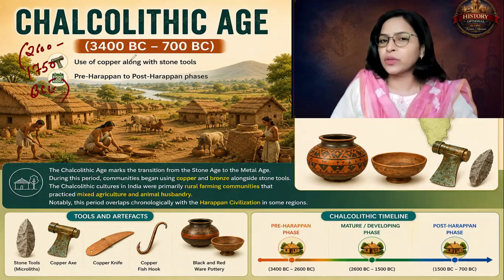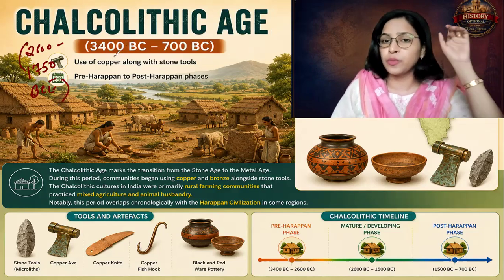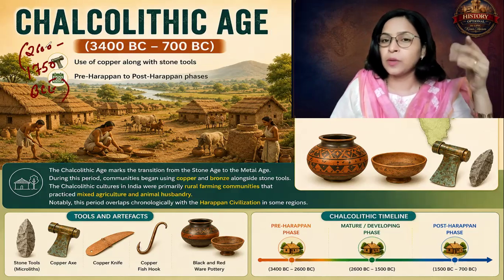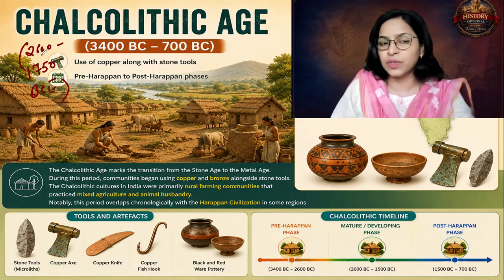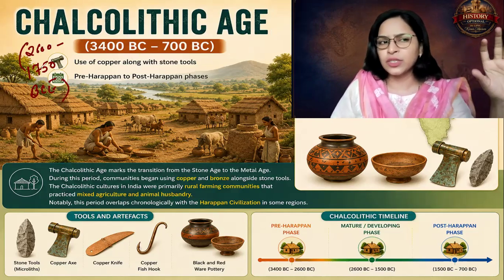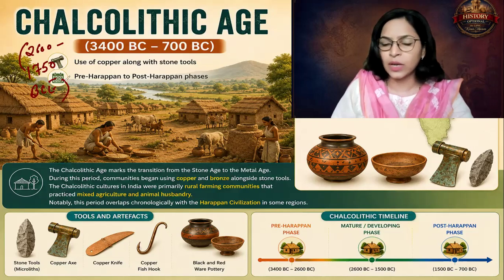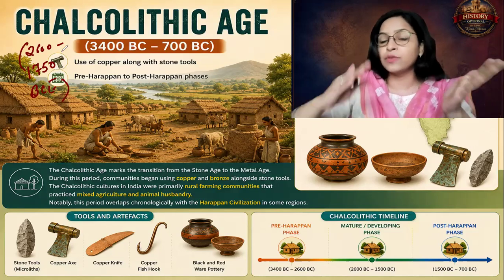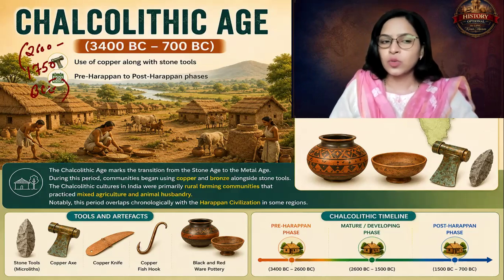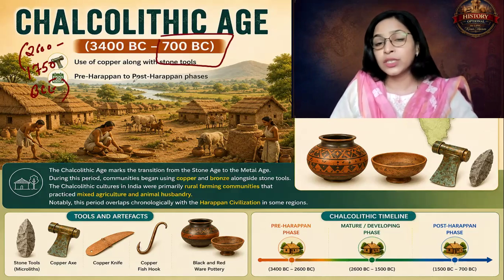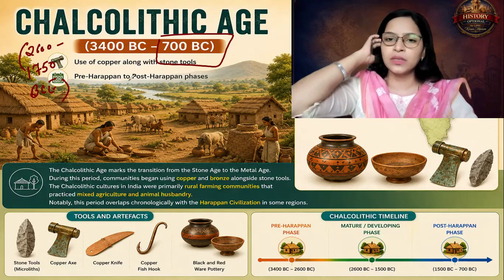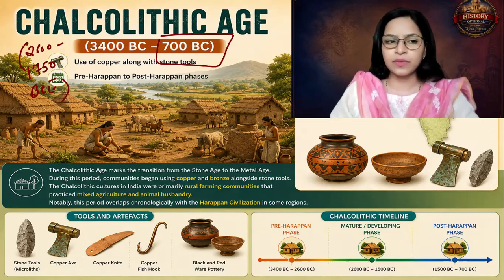So if you compare, these Chalcolithic cultures in certain parts of India are before Harappa. Why? Because they started from around 3400 BC and Harappa started later, from 2600 BC. Certain civilizations were contemporary with Harappa in this timeline. And certain existed even after the Harappan civilization. The Harappan civilization declined from around 1750 BC, but these Chalcolithic cultures continued up to 700 BC. So certain are after the Harappan civilization. You need to remember this fact very clearly.